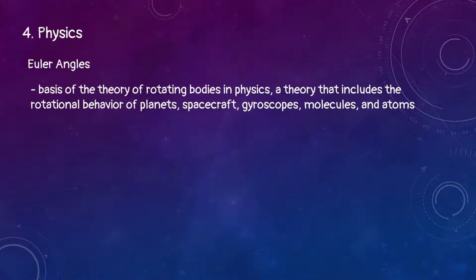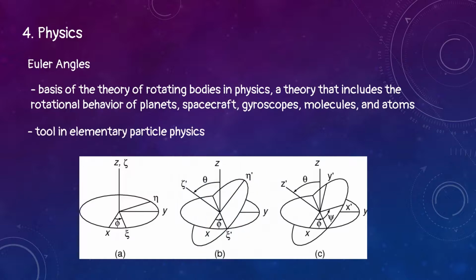Last but not least, curves and surfaces are also used in the field of physics. In this case, Euler angles. Euler angles are the basis of the theory of rotating bodies in physics, which is a theory of the rotational behavior of planets, spacecraft, gyroscopes, molecules, and atoms. Euler angles are also a tool in elementary particle physics. As the diagram shows, these are the 3 basic steps of Euler angles.